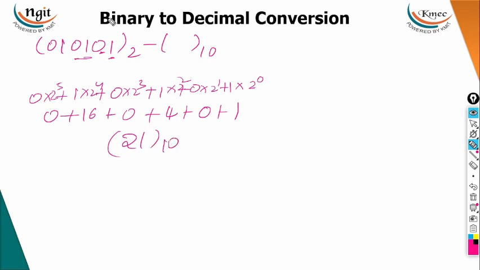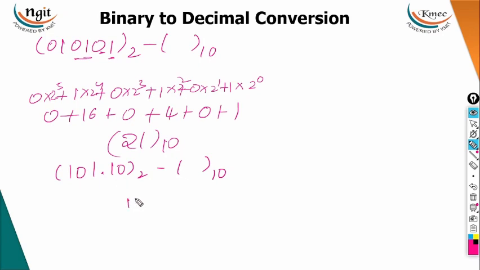Now similarly, there might be a chance of having fractional values here also. For example, if I am having the value 101.10 to the base 2, which is asked to be converted to decimal. So what can be done? Before the point I need to multiply with positive powers of 2. After the point I need to multiply with the negative powers of 2.